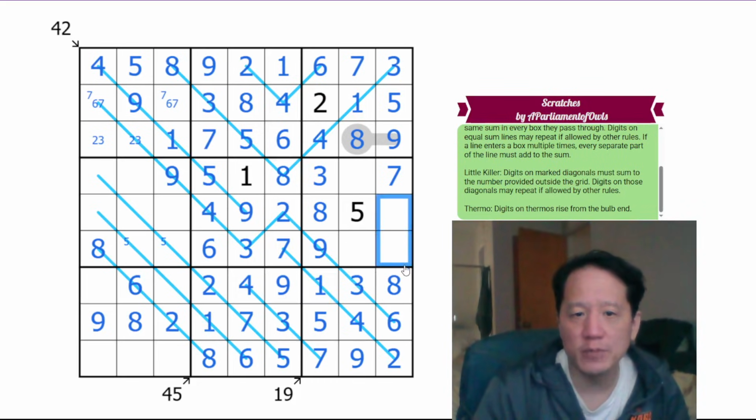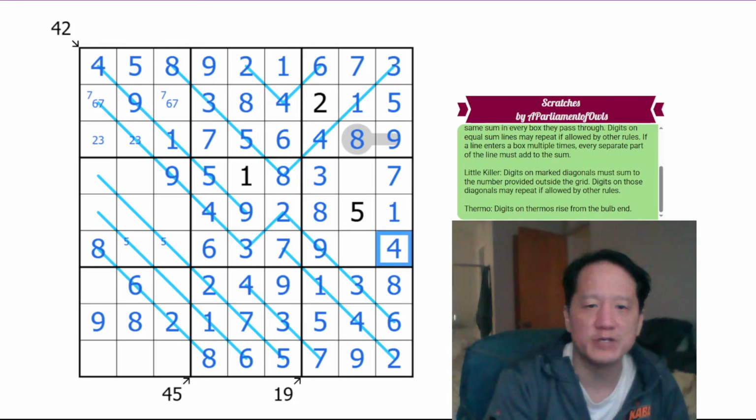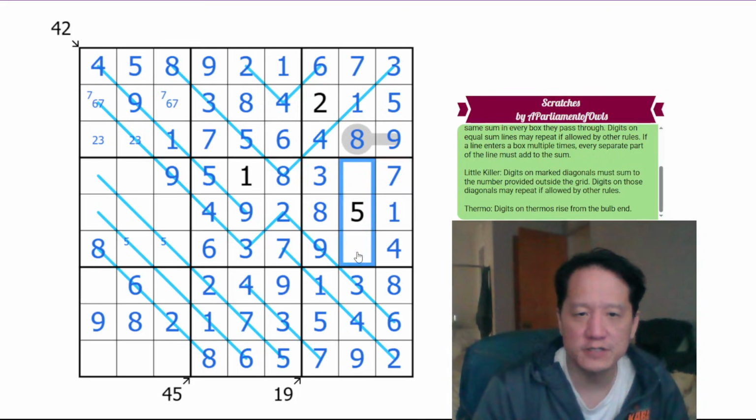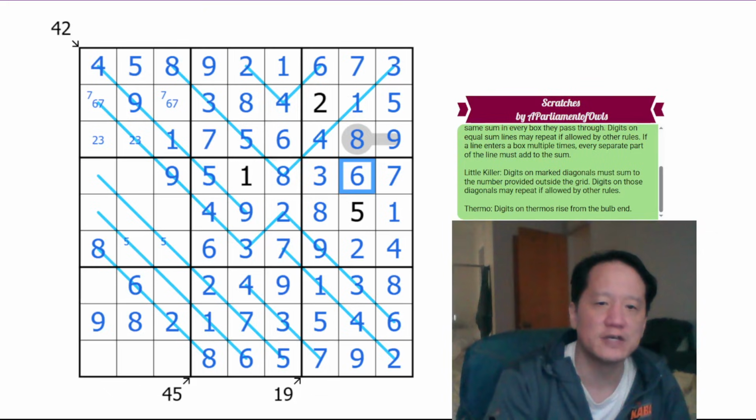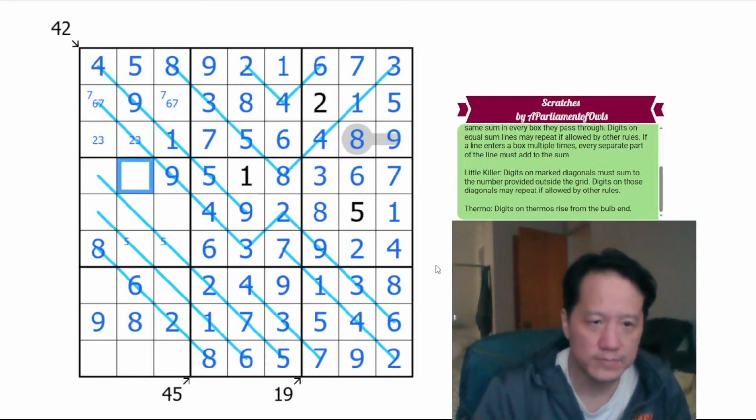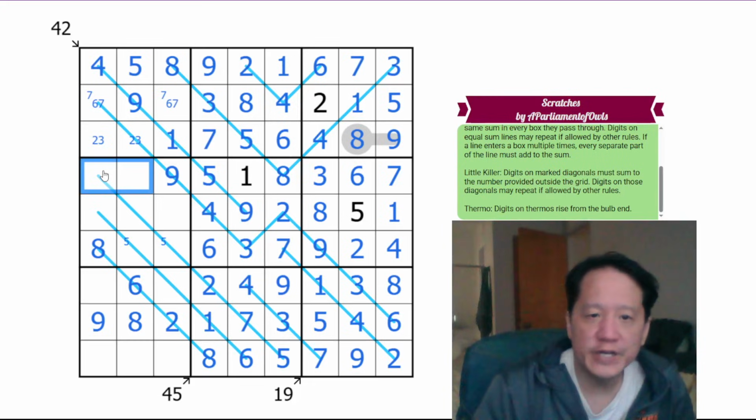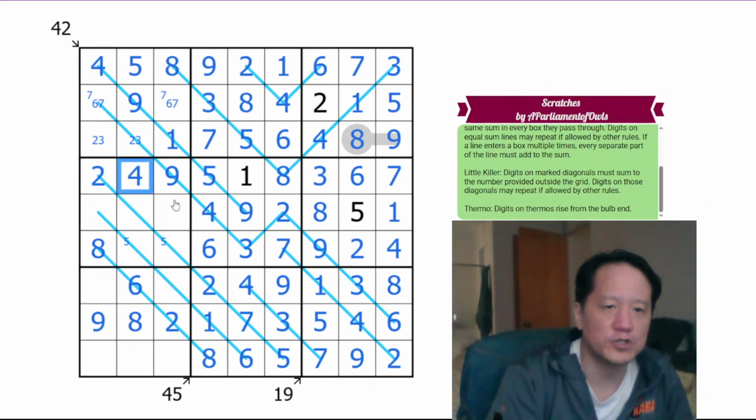Remaining digits in column 9, we have 1 and 4. And 4 cannot be here because of 4 in the row, so that makes this a 1, which makes that 4. Remaining digits in column 8 are 2 and 6. 6 can't be here because of 6 in the row. So this is 2, which makes that 6. Remaining digits in row 4 are 2 and 4, and this can't be 4 because of 4 in the column, so this is 2, which makes this 4.